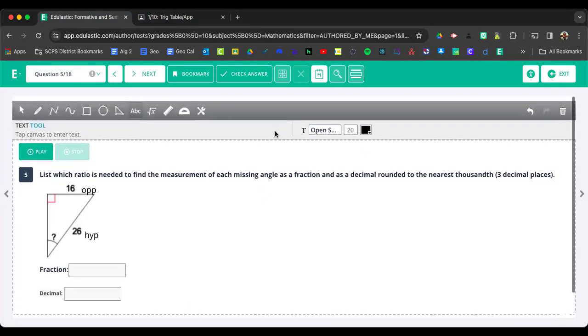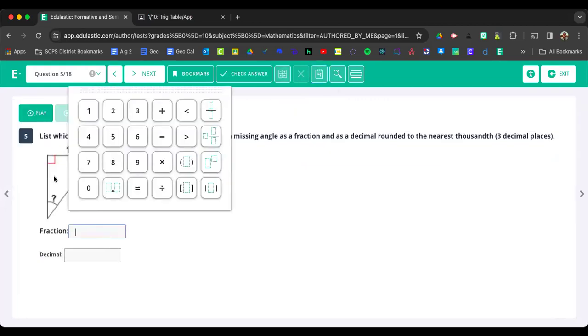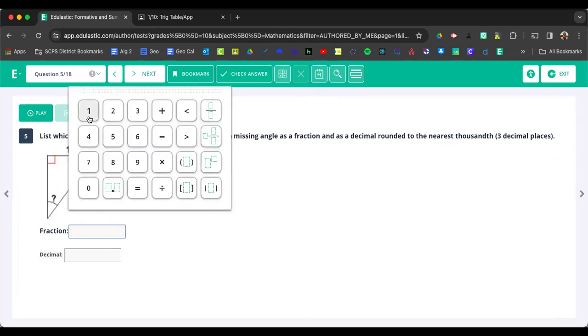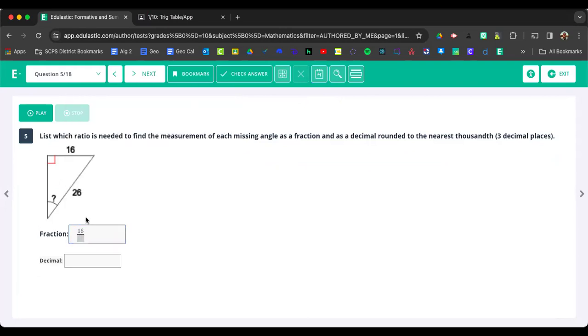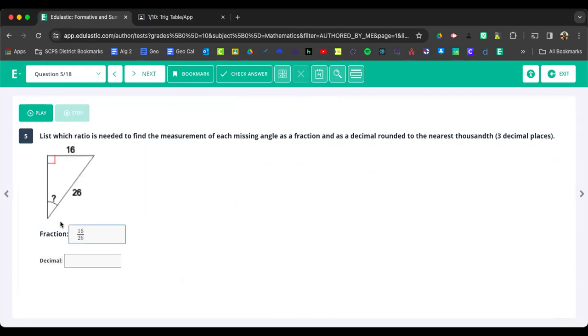So let me get out of the scratch pad. What I'm going to do is type in my opposite side, which was 16, and put that in a fraction over my hypotenuse, which is 26. And that's all you have to do. You could simplify this fraction if you wanted to, but you don't have to. We can just leave it like that.